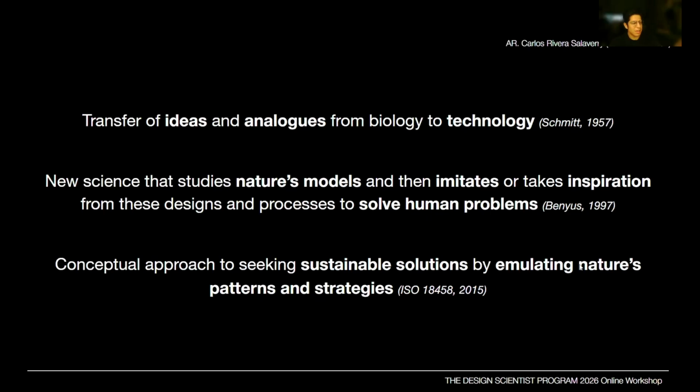And then with this latest definition of biomimicry, we have it is a conceptual approach to seeking sustainable solutions by emulating nature's patterns and strategies. And this makes it very interesting because we're talking about two specific features, like first the patterns, which can be related to form and mathematics and geometry in general, and also the strategies, which are related to these biological principles that we might use to improve our design.